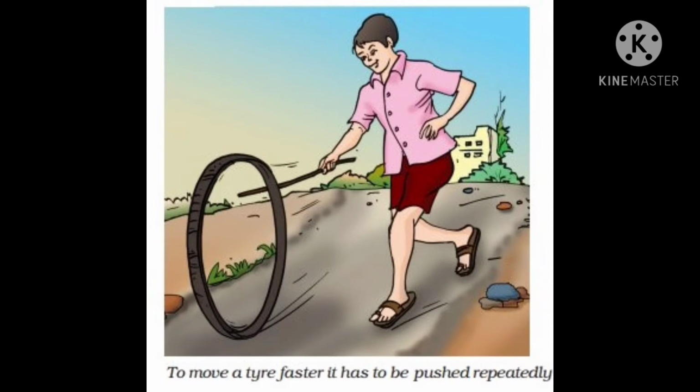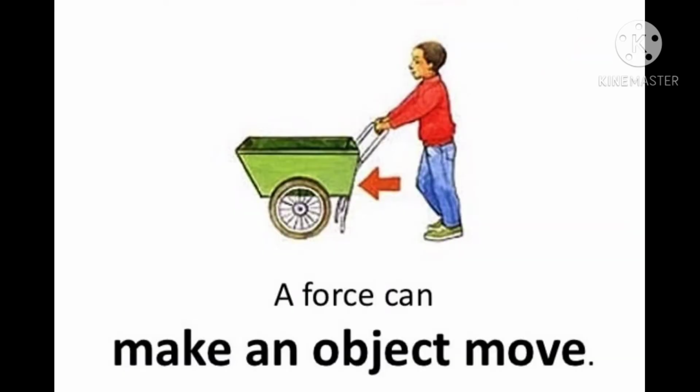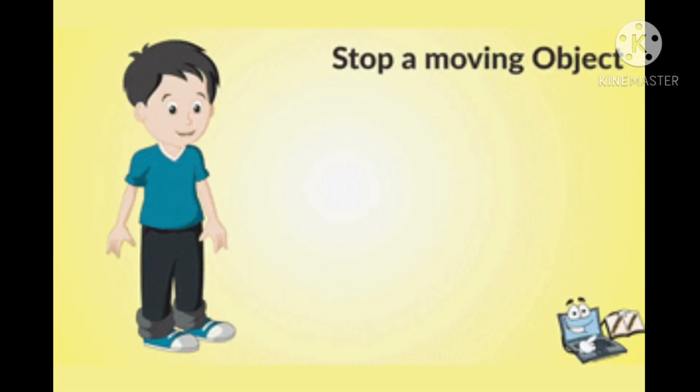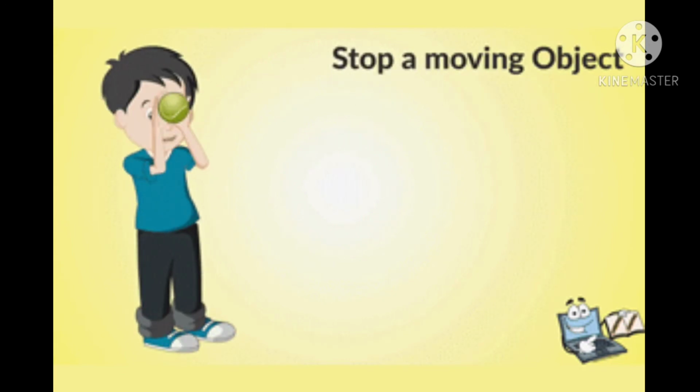So first, you can see in this picture, a boy is moving that tire with the help of a stick. For this, he is applying his force to move this tire. So you can say force can move a stationary object. Here you can see that man is moving this wheelbarrow applying force. Second effect of the force is that force can stop a moving object.